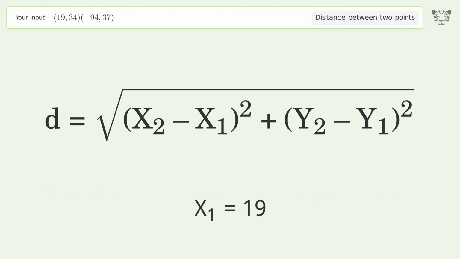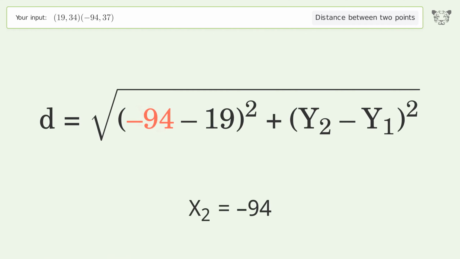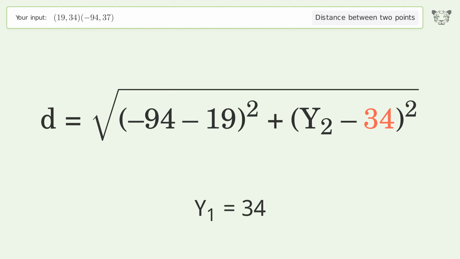x1 equals 19. x2 equals negative 94. y1 equals 34. y2 equals 37.